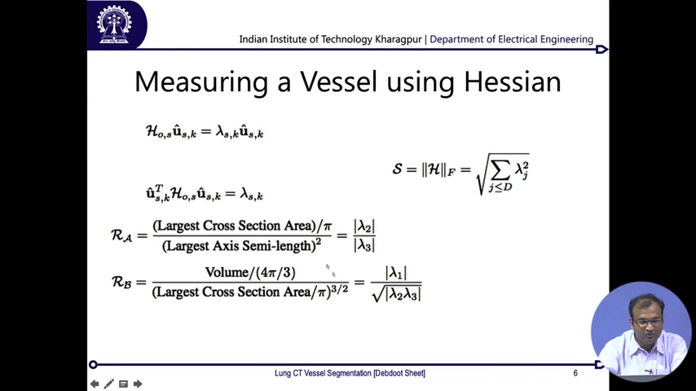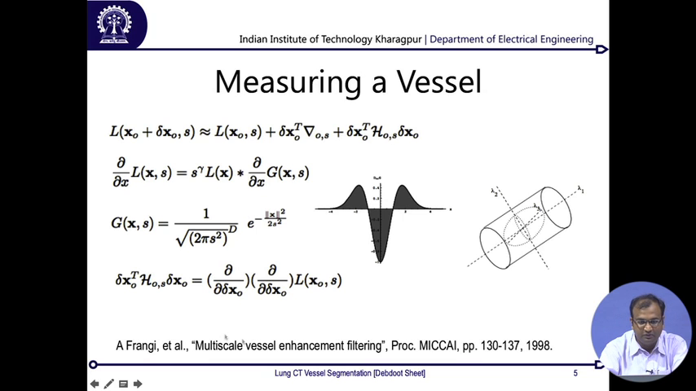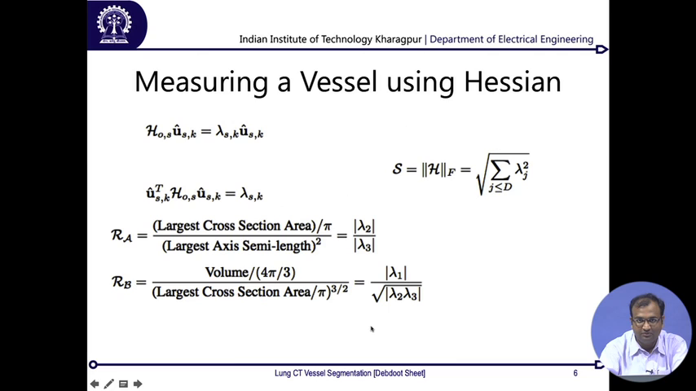The next one gives a ratio between the volume of that total cylinder to the largest cross sectional area, and that is given by the ratio between the first eigenvector to the root over the product of the second and third eigenvectors. Now you can go into much more detail in this paper and find the theoretical deductions behind them.